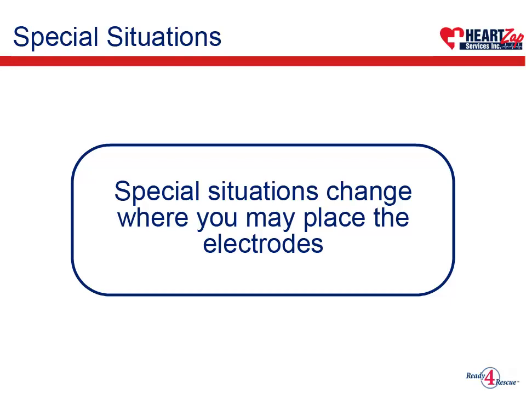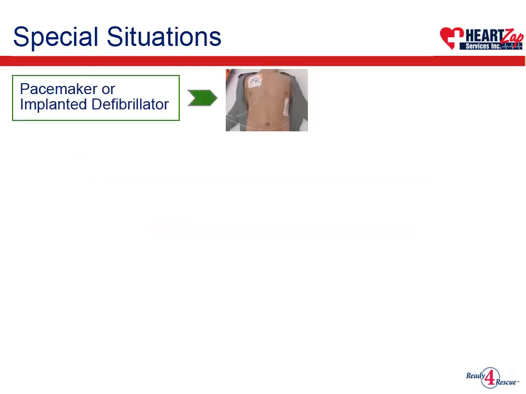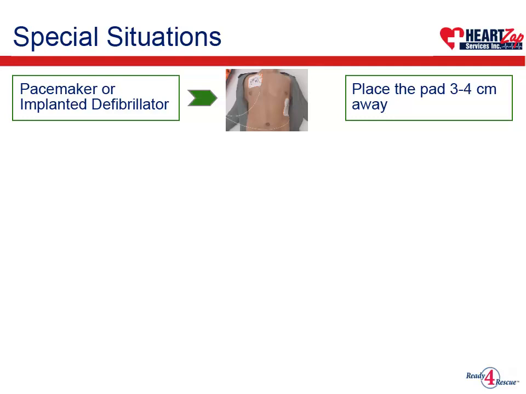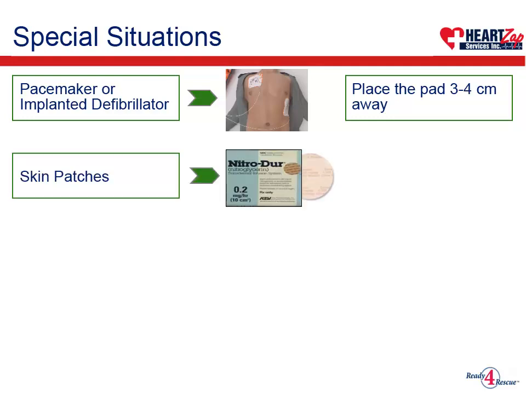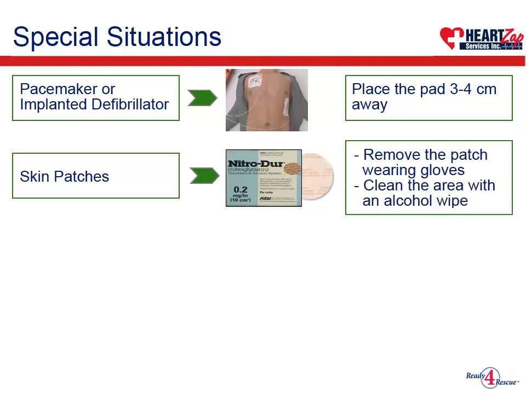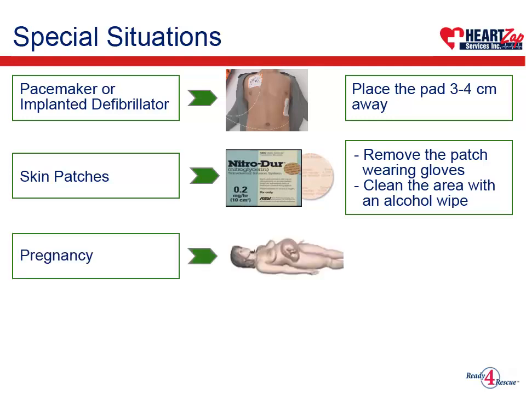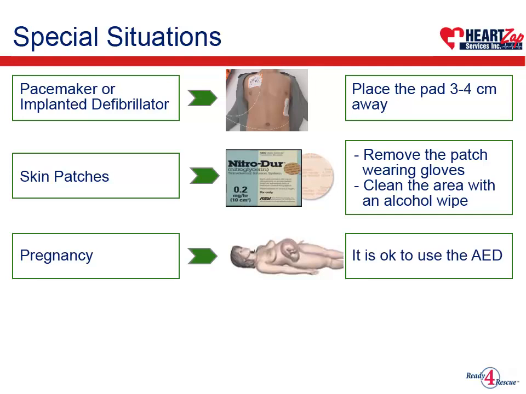There are some special situations that change where you may place the electrodes. If the casualty has a pacemaker and it is under the area where the electrode pad would be, place the pad 3 to 4 centimeters away from the pacemaker. If you see any kind of medication skin patches, make sure you remove the patch wearing gloves so as not to contaminate yourself, and clean the area with an alcohol wipe. If the casualty is pregnant, it is okay to use the AED.